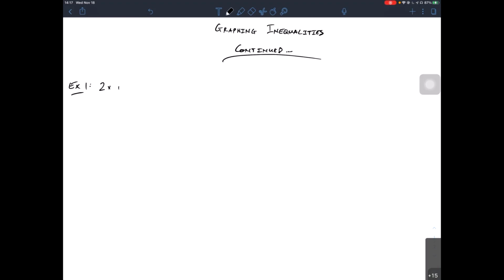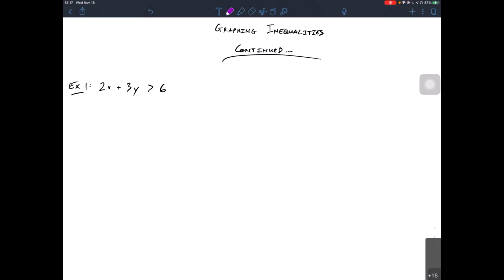So here you go. It's 2x plus 3y is greater than 6. I'm not going to get into the technicals of graphing. We should be pretty solid from that. You have the last several lectures for that. So I'll zoom past them, but we'll still comment on things as necessary.